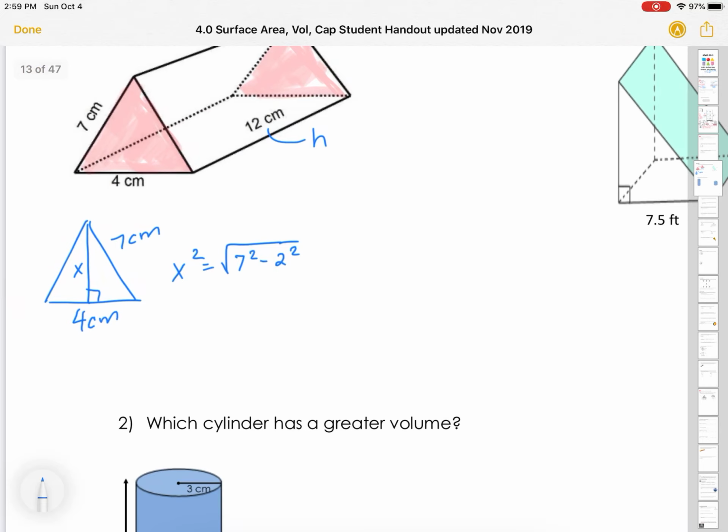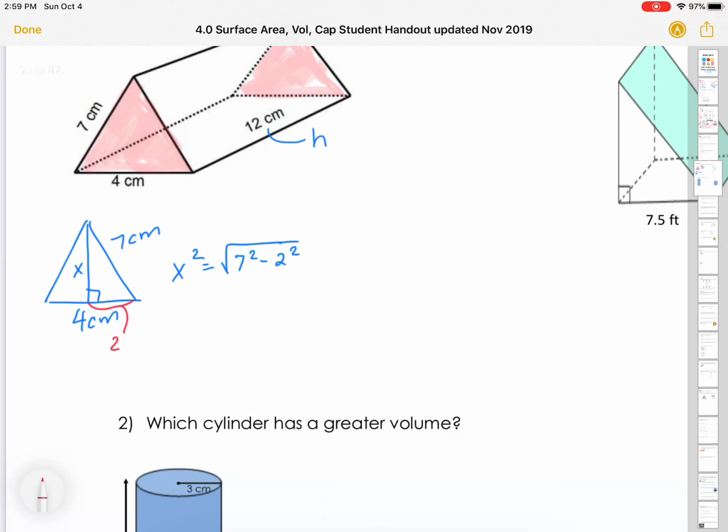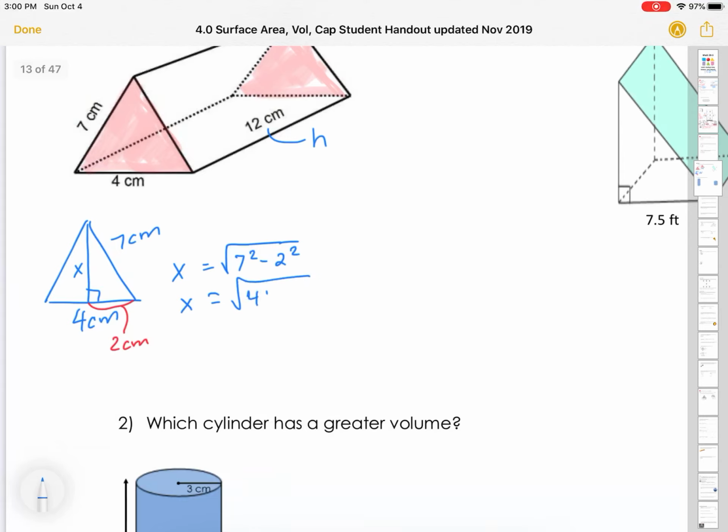Now some of you are saying, where did that 2 come from? Well, it's just half of this, right? So that's a 2 there, right? 2 centimeters. So x, oh, and it's not x squared, it's just x. Oops, I keep doing that. Which is equal to 49 minus 4. So x is equal to the square root of 45. And when we calculate that, we get 6.7, and it's centimeters. Okay, so that'll be the height of our triangle.